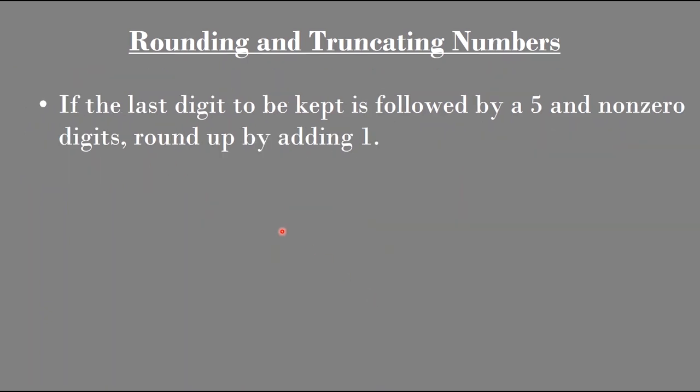The fourth and last rounding rule is that if the last digit to be kept is followed by 5 and non-zero digits, then round up by adding 1. For this example, I have 32.4521. If we have to round this to three significant digits, those three significant digits will be 32.4. If I look at the number after the last digit to be kept, it is 5, and there are more non-zero numbers, so I will round up, and my answer will be 32.5.